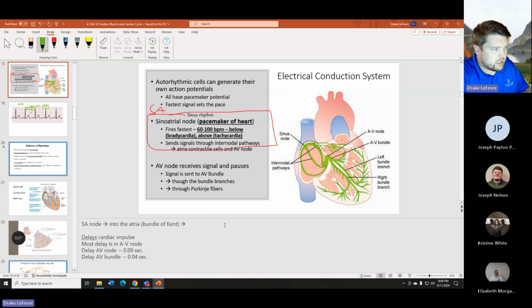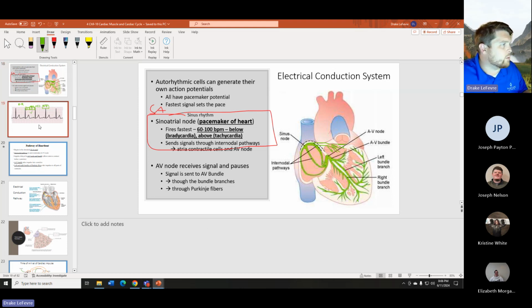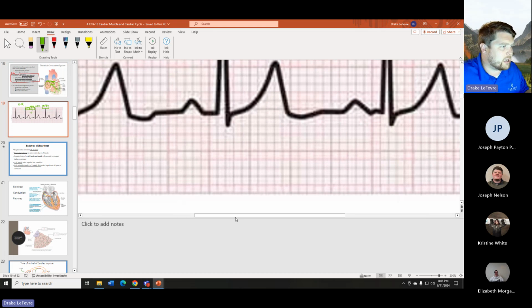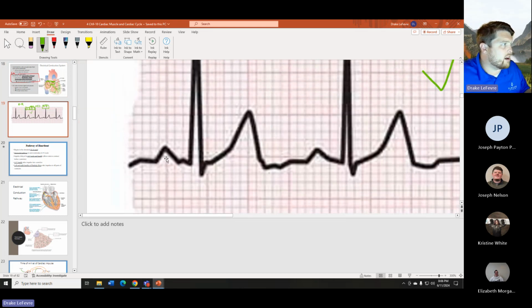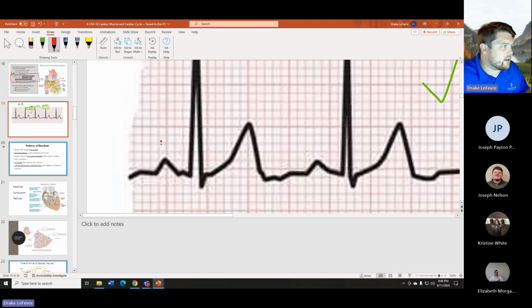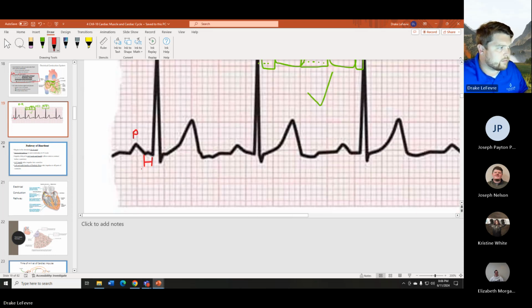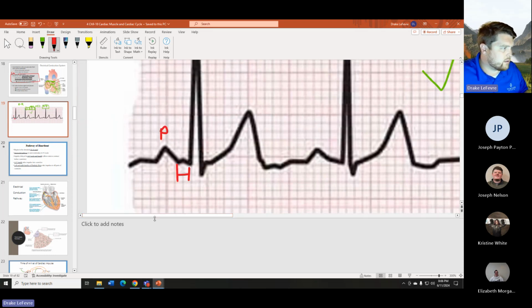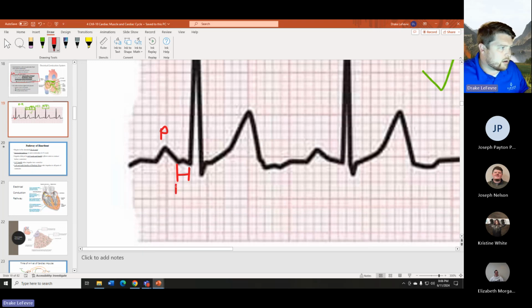Okay, it's gonna go to the AV node. Super important here. We get a delay, we get a gap, a pause, which is why in our EKG, I'm going to show you guys on the EKG, right? We have our P wave, and then we have this little segment right here. What's this? Do you remember what this segment's called? You've watched this video already this week. Called a PR segment.